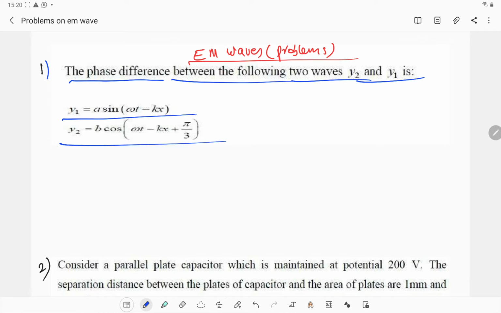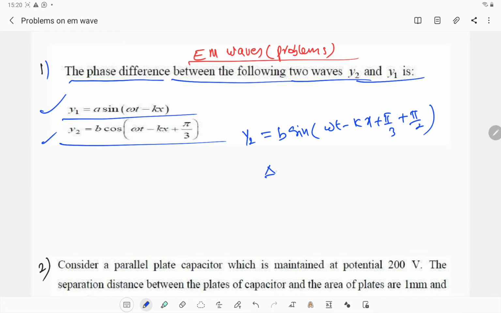Therefore, here y1 is a sine function, here y2 is a cos function. So this sine function can be converted into cos or this cos can be converted into sine. Here I am going to convert this cos function into sine. Therefore, y2 is equal to, here sine(90 plus theta) is equal to cos theta. This becomes b sine(omega t minus kx plus pi by 3 plus pi by 2). This is sine(90 plus theta).